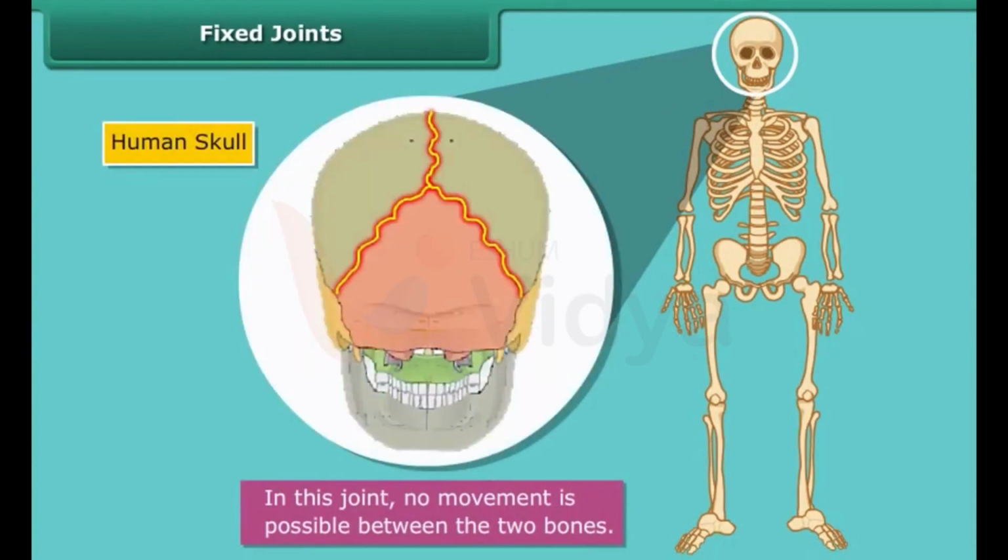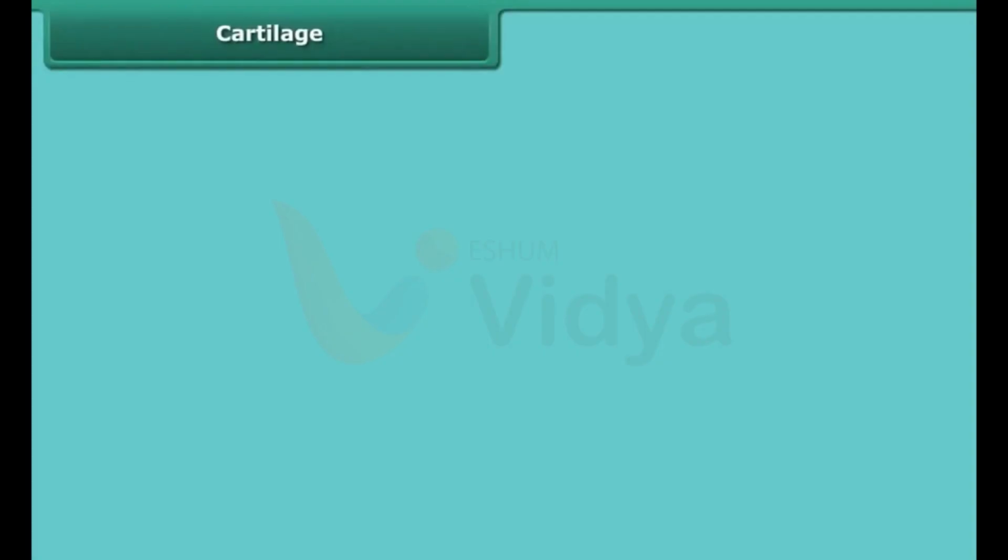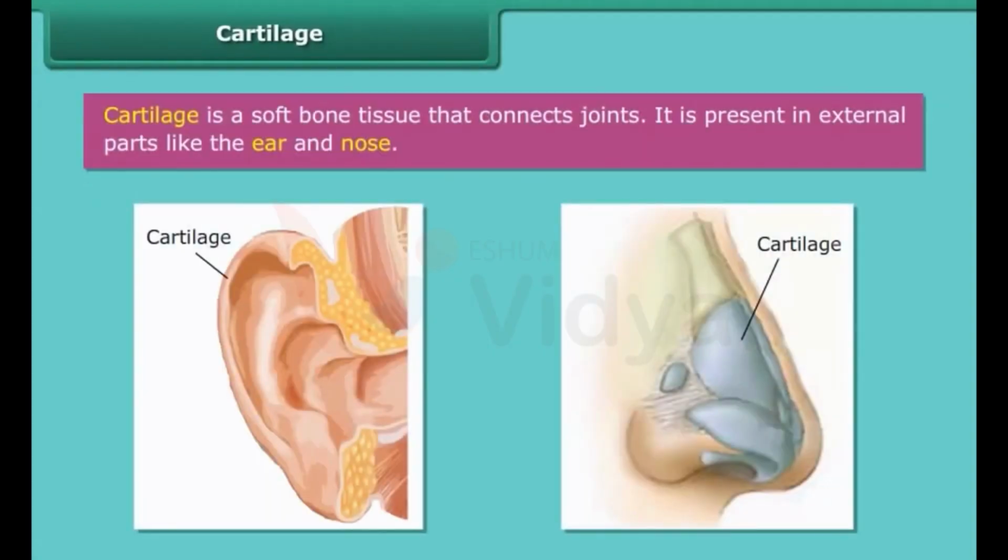Fixed joints. In this joint, no movement is possible between the two bones. The sutures between the bones of the skull are an example of a fixed joint. Cartilage. Cartilage is a soft bone tissue that connects joints. It is present in external parts like the ear and nose.